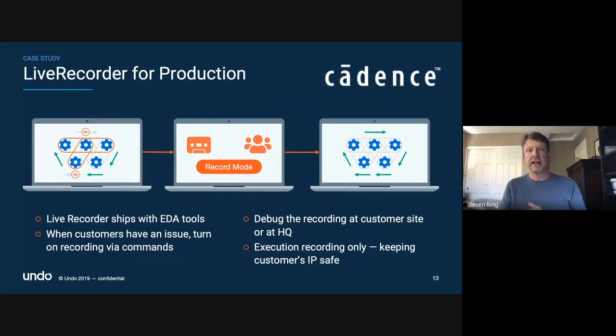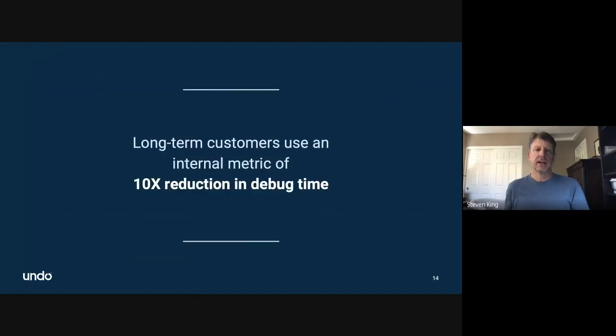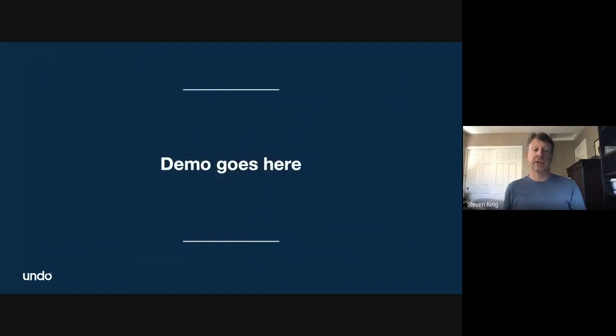At another one of our EDA customers, their VP of engineering told us that their attitude about our technology is once they have a recording of the failure, it's a matter of hours before they'll be able to solve it. So again, from the typical 3 weeks down to just hours, and not having to fly engineers on site. So that's a huge benefit for our EDA customers. In general, our long-term customers use an internal metric of a 10 times reduction in debug time for the typical software defect. So that's a very, very good result.